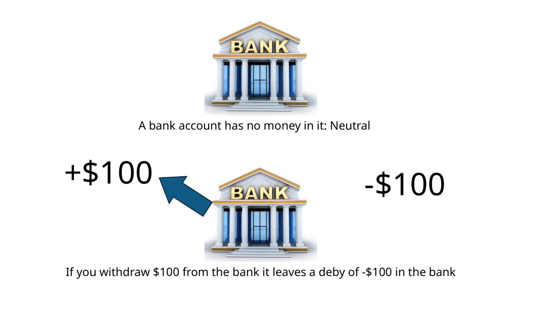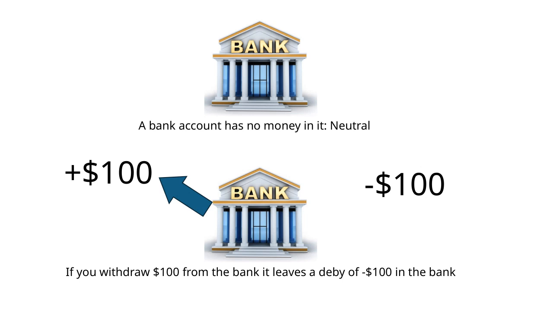If you start with zero money in a bank account and then withdraw $100, your account balance will show a debit of negative $100. This means the account is overdrawn or in debt by that amount. The plus and minus signs indicate whether money is being added or taken out, so withdrawing $100 leaves you with a negative balance of $100. This example helps show how positive and negative values work in financial transactions.